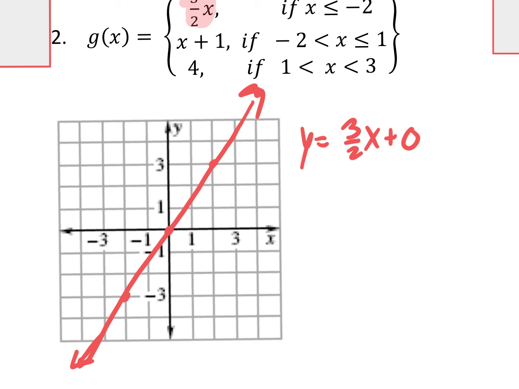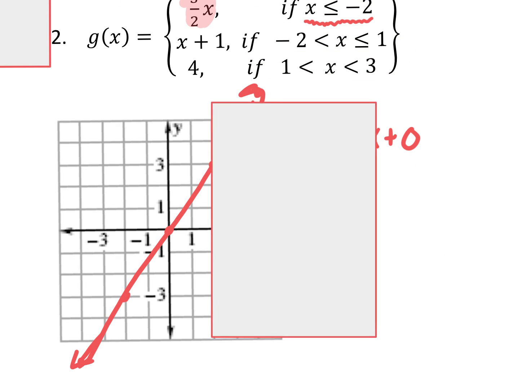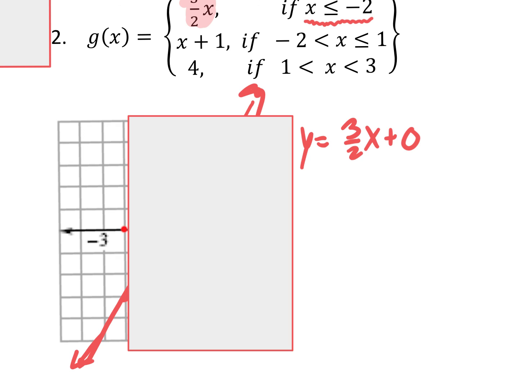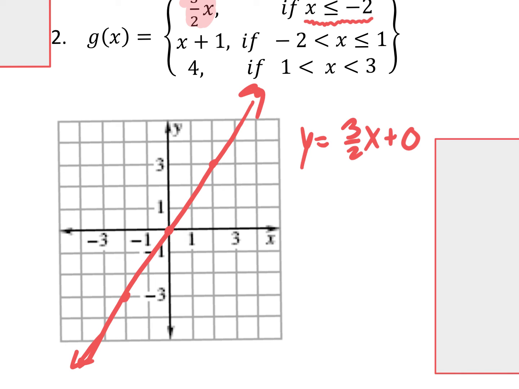However, we know that it has a condition. The condition is you only want to show x being less than or equal to -2. Less than is to the left. Greater than is to the right. So you only want to show to the left of the x value of -2. So if I go to the x value of -2, there it is. That's the x value of -2. At -3, here's -2. If I put my paper right there, I'll only see the left side. I want to erase everything else. So let's erase everything else.